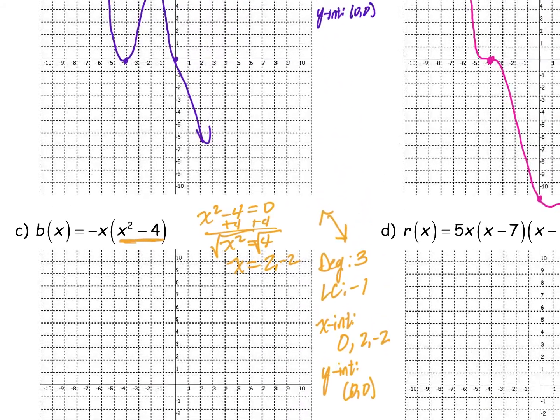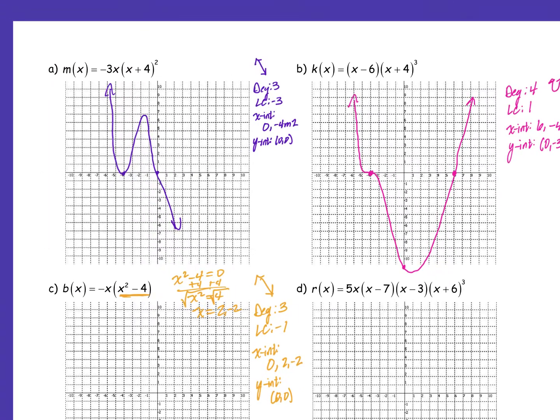That's the difference between that and this right here. This just says I have x plus 4 times x plus 4, so I have 2 at -4s. Okay?